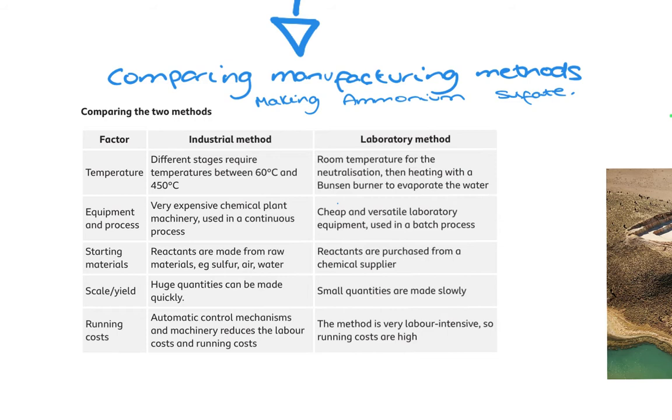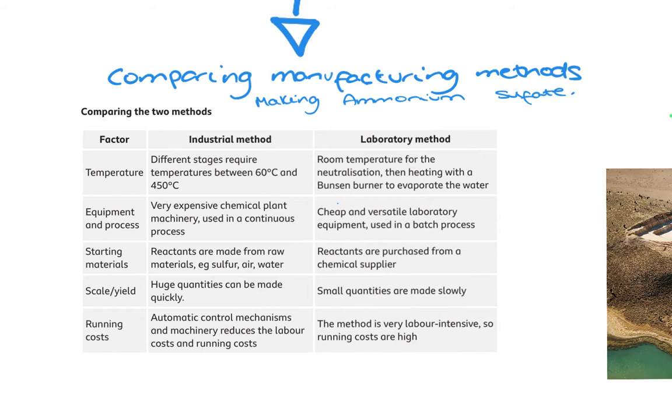The starting materials in the industrial method, they can use raw materials. They'll use the air, they'll use raw sulfate, they'll use water that is being fed in. Whereas in the lab, we are much more likely to use reactants from a chemical supplier rather than manufacturing our starting materials ourselves. Huge quantities are made in the industrial method and very, very quickly. But in the lab method, obviously, it's smaller and they are made more slowly.